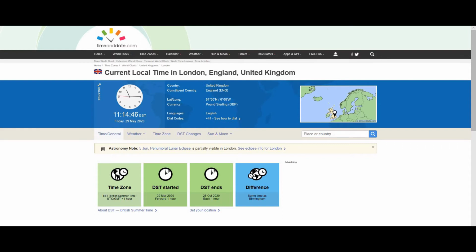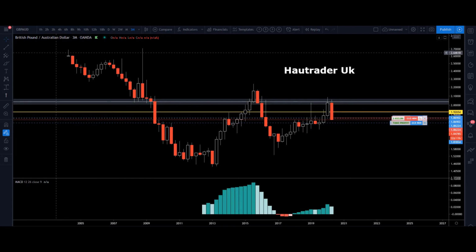But without further ado, guys, I'm going to jump over into the markets here because I want to do a short video on trade management. Here we are on the 3-month chart of the British pound Australian dollar, the pound Aussie. We took a short position yesterday on this pair, based on some fundamentals.